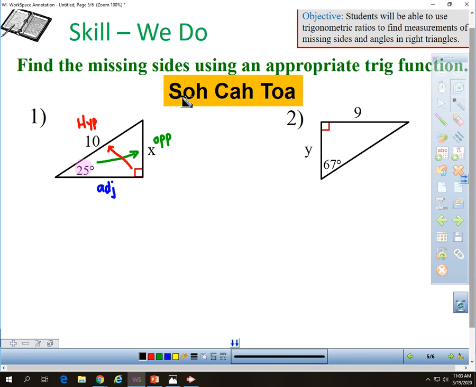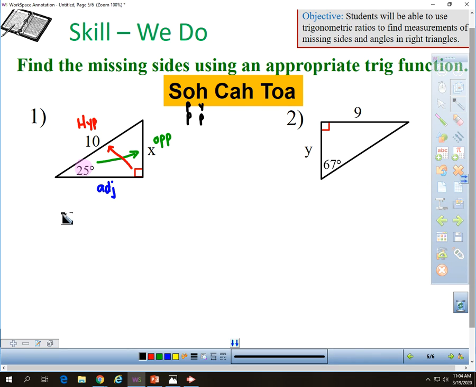So using the mnemonic, we have to look at which two of the three we have. We have an x for opposite, we have a 10 for hypotenuse, and we do not have anything for adjacent, which means we have to use the opposite and hypotenuse. So opposite over hypotenuse is sine. We're going to be using sine for this problem.